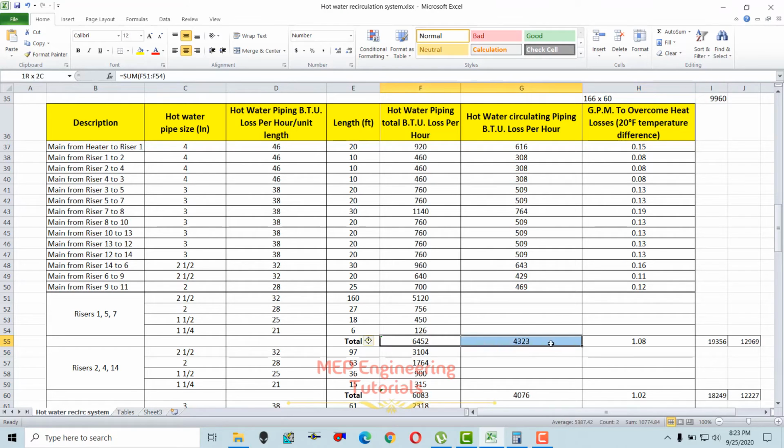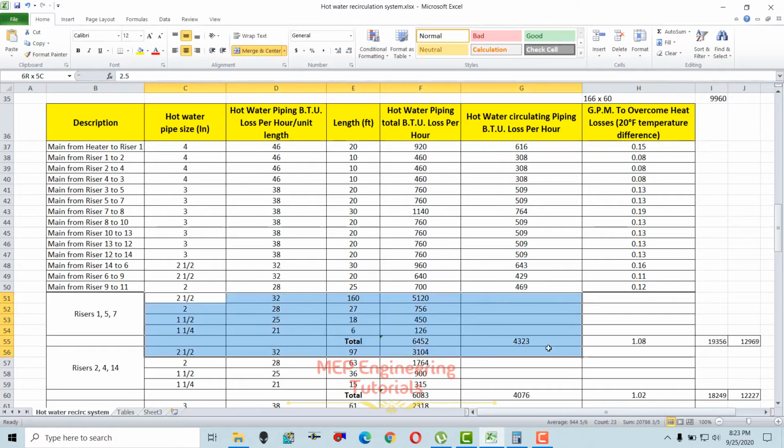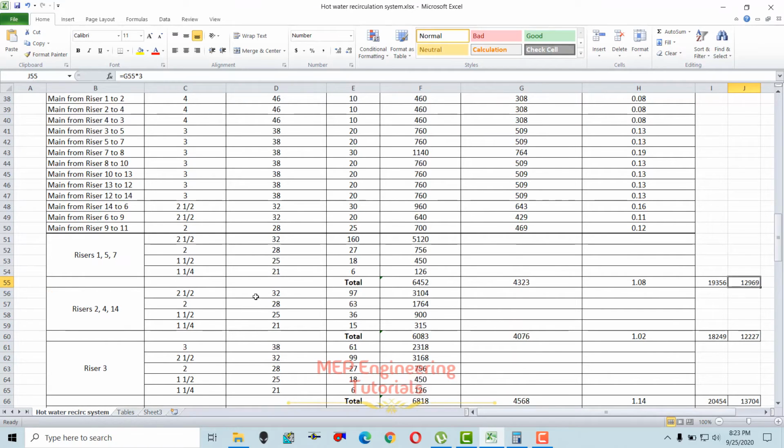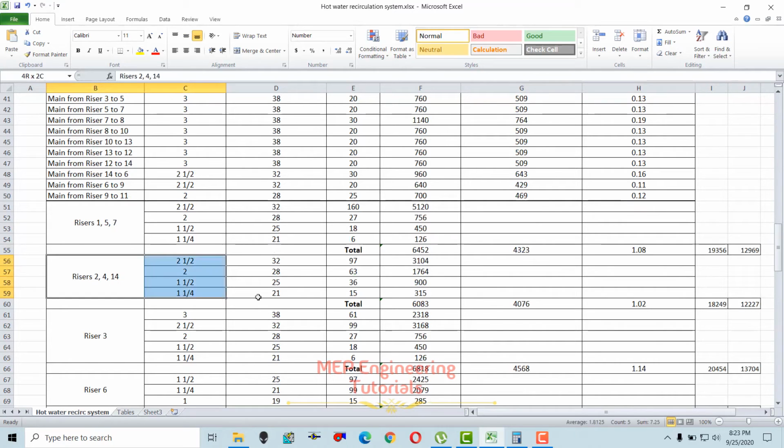So as you know, this is for one riser which we have calculated, and here if you see we have 3 risers, that is 1, 5 and 7. So if we have 3 risers, that means you need to multiply this value with 3 and this value with 3. So I already multiplied this with 3 and this with 3. So we got the total BTUs for hot water piping and hot water recirculation piping heat losses for 3 risers. This is for individual riser and this is for 3 risers. So same way you have to do other risers 2, 4 and 14.